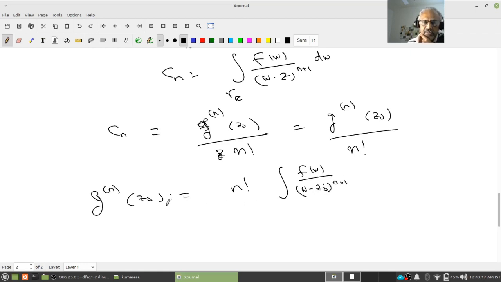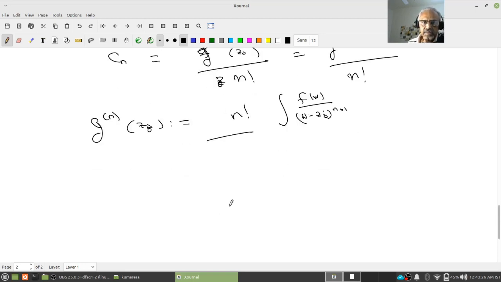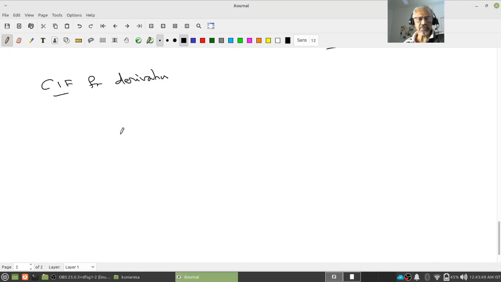Okay, this is for every z in this. Okay, yes, so keep this in mind. Therefore we now arrive at the Cauchy integral formula for derivatives. So this is just a review, in case you missed it or you just went through and forgot it.